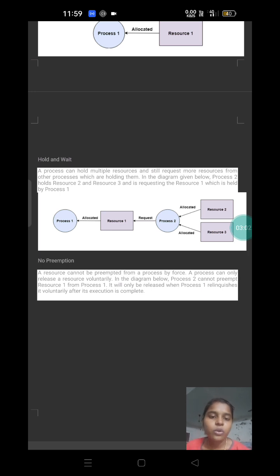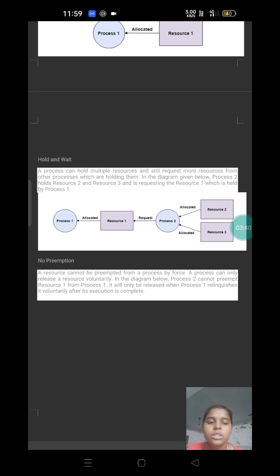A process can hold multiple resources and still request more resources that are held by other processes. In the diagram given below, process 2 holds resource 2 and resource 3 and is requesting resource 1, which is held by process 1. Process 1 allocated resource 1, requested by process 2, which allocated resource 2 and resource 3.